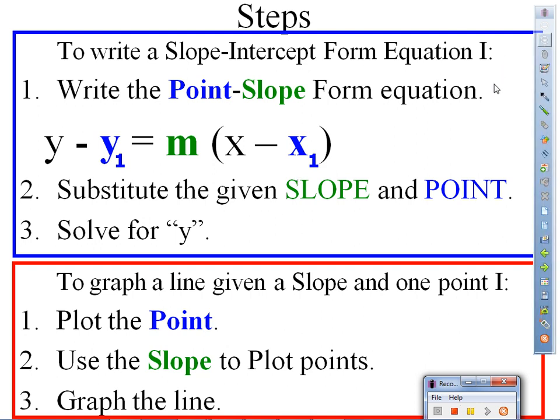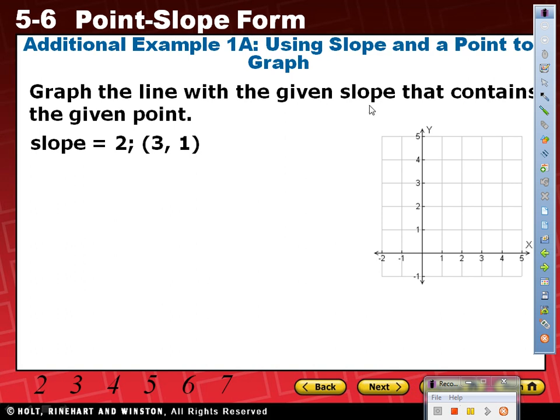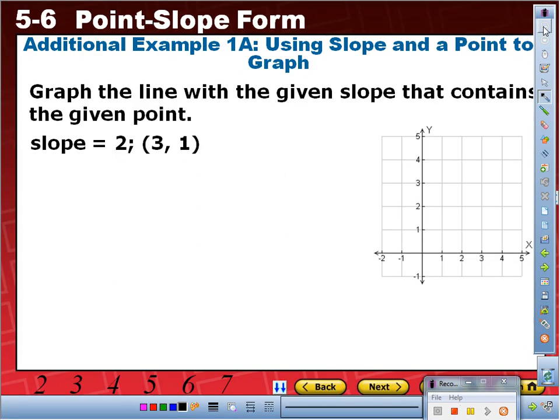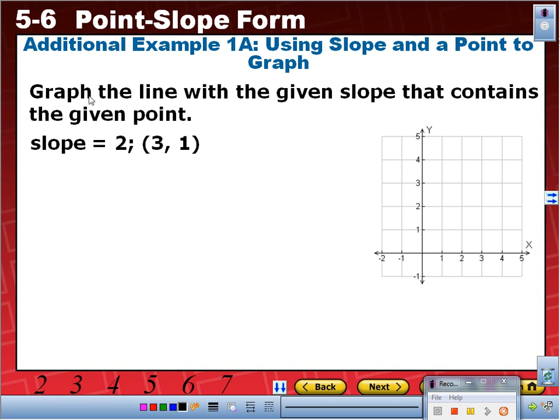So with that said, copy this example on your graphing paper, please. Example 1A. Write the text, please, for this one: graph the line with the given slope that contains the given point. The slope they give us is 2, and the point they give us is (3, 1). Copy that, please. Pens down, eyes up here. Let me go over this one first. Here we go.